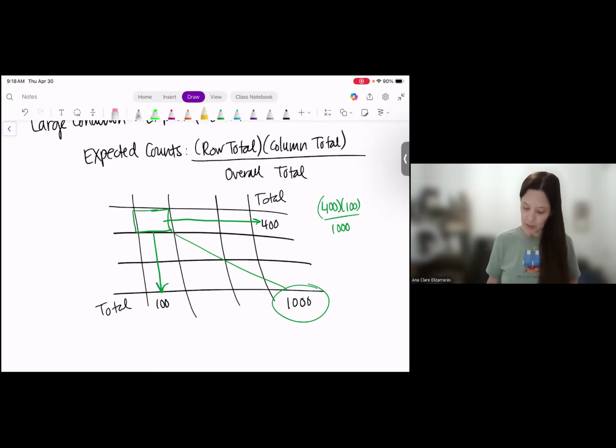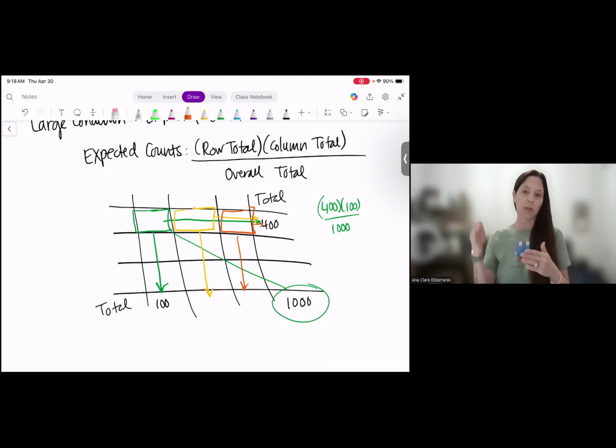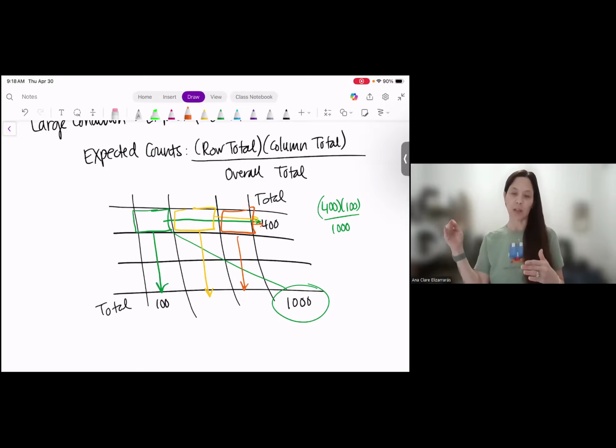So if I move over to the next cell here, I'm using the same row total, but a different column total. And same thing here, same row total, different column total, and then you move down. So you would use 400 for each of those 3 cells in that row and 100 for each of the cells in that column. That's how you get your expected counts.